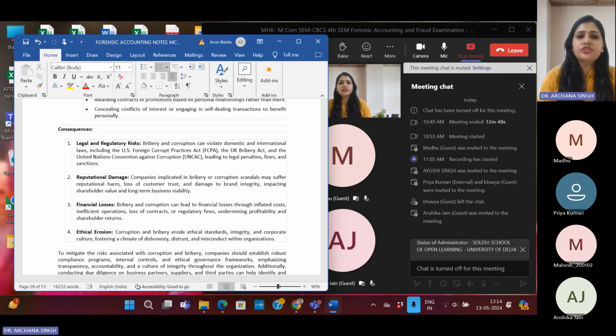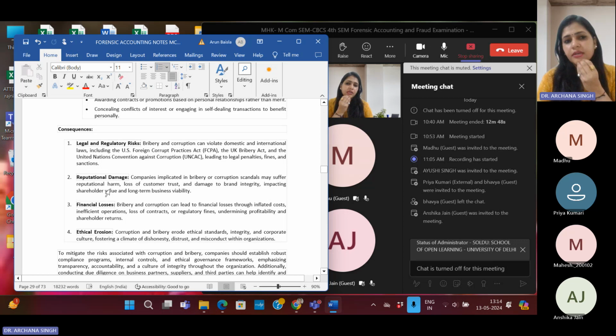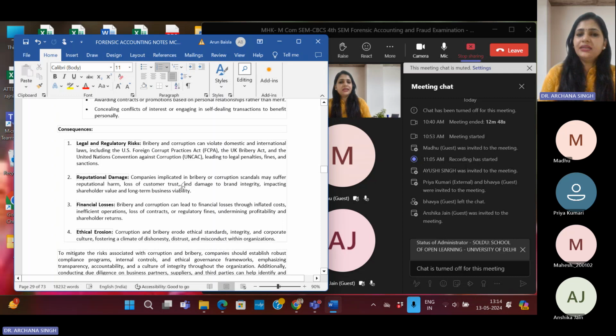Then reputational damage, meaning when customer trust has been damaged. These bribery and corruption scandals may lead to reputational harm, loss of customer trust, and may damage the brand integrity and impact shareholder value and long term business viability. Then there may be financial losses, through inflated costs or inefficient operations, loss of contracts or regulatory fines, undermining profitability and shareholders' return.